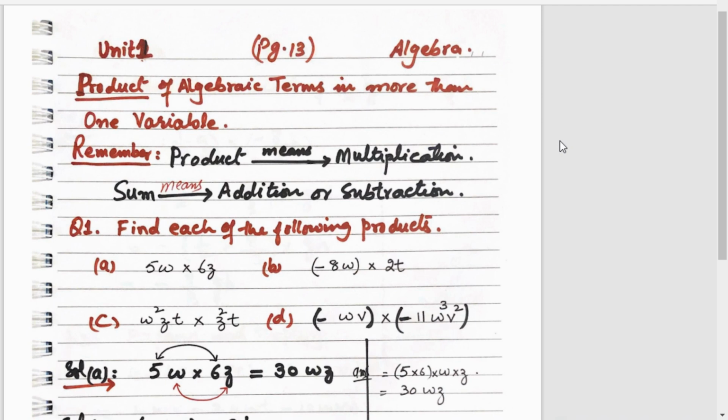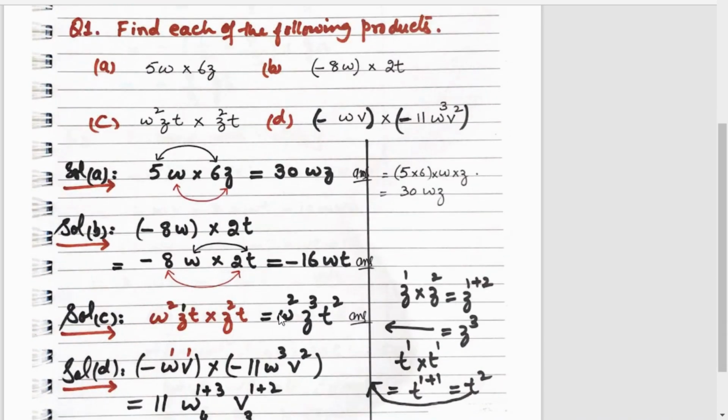Now we are doing product of algebraic terms. Come to question number 1 or example 1. It is written over here: find each of the following products, meaning multiply them. Similarly, as we multiply 2 by 3 in arithmetic, this is 6, we do multiplication over here, but it is in algebra, so variables are involved. Find each of the following products: A, B, C and D.